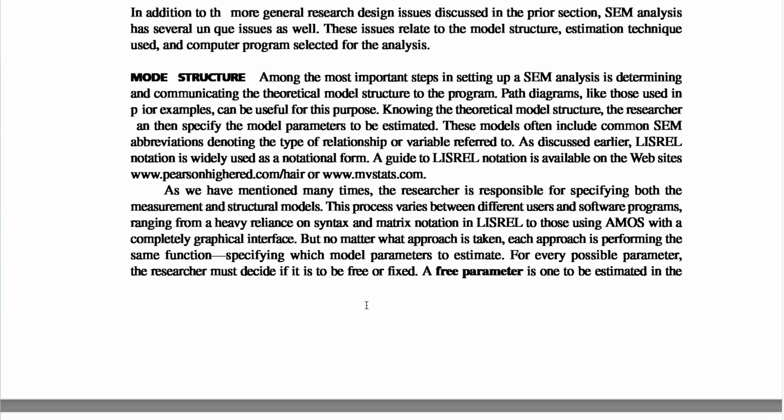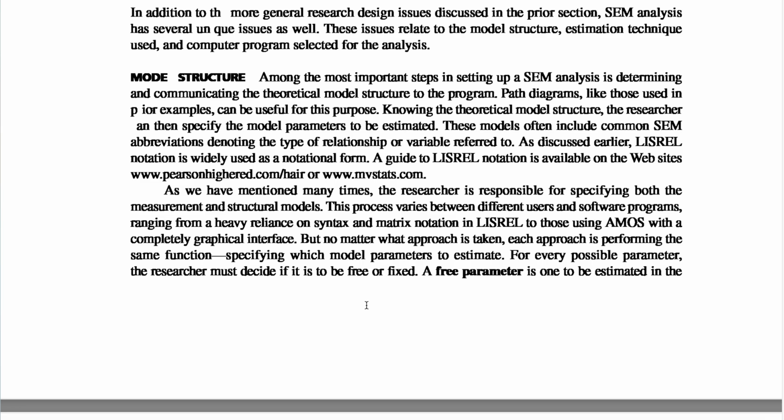As we have mentioned many times, the researcher is responsible for specifying both the measurement and structural model. The process varies between different users and software programs, ranging from a heavy reliance on syntax and matrix notation in LISREL to those using AMOS with a completely graphical interface. But no matter what approach is taken, each is performing the same function, specifically deciding which model parameters to estimate. For every possible parameter, the researcher must decide if it is to be free or fixed.